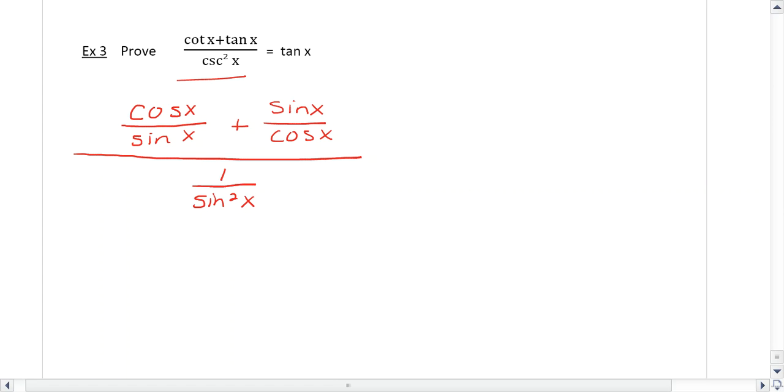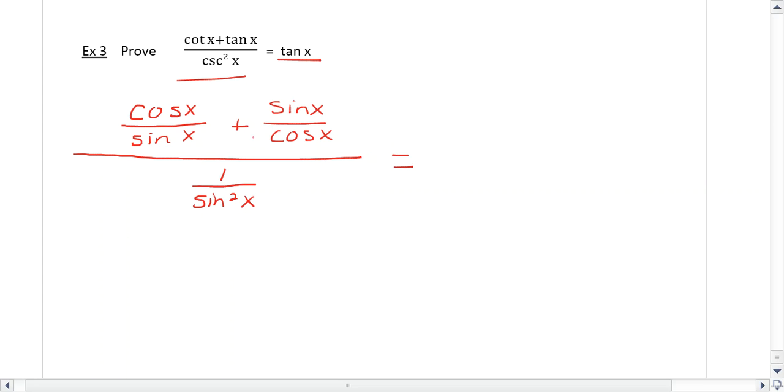So I made the substitution: cosine over sine for the cotangent, sine over cosine for the tangent, and 1 over sine squared for the cosecant squared. This may look like a mess with a compound fraction, but I'm going to try this strategy and see if I can get towards this tangent.